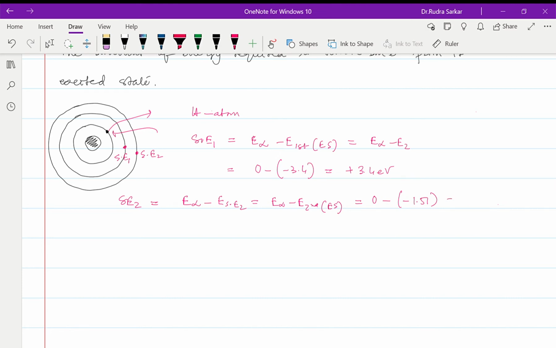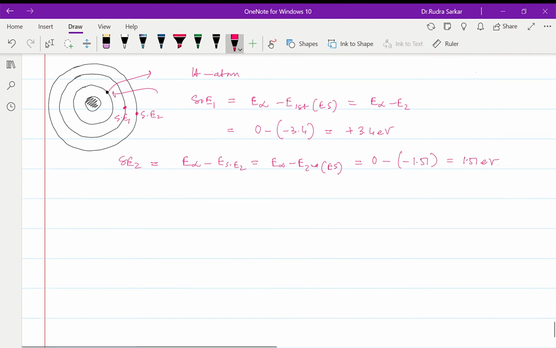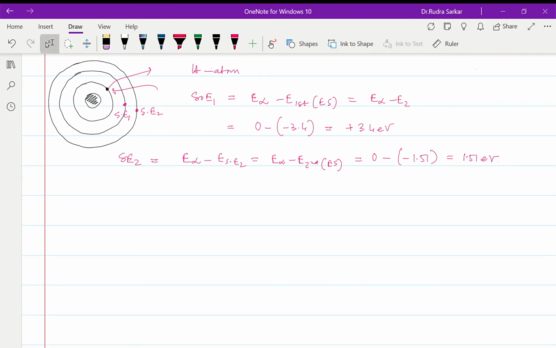Okay, so it is basically now 1.51 eV. Let's do excitation energy. Okay, so separation energy we have understood. What is excitation energy then?